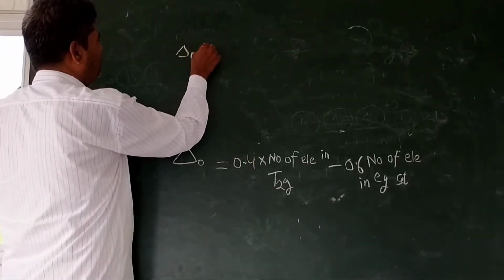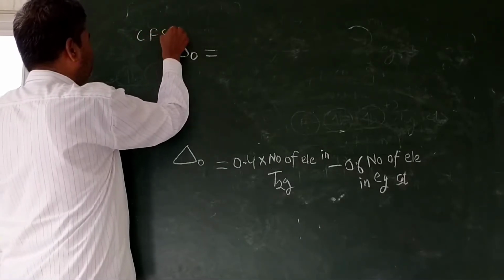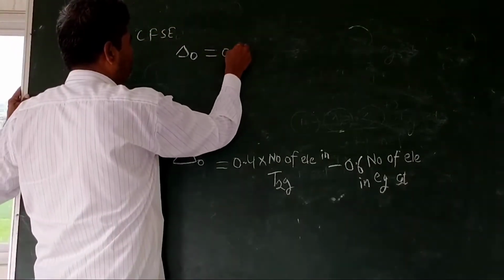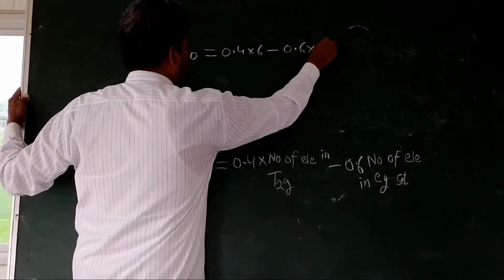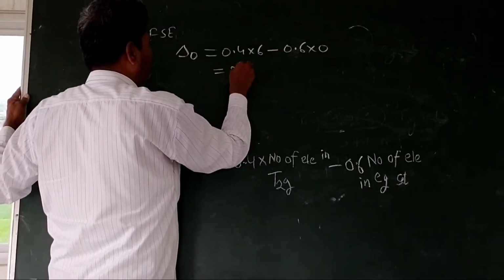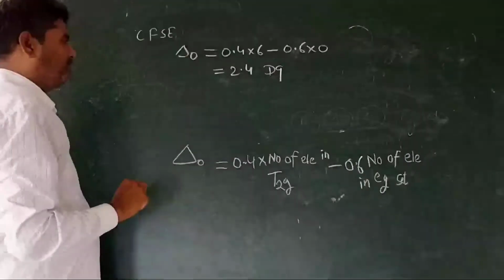CFSE equals 0.4 into 6 minus 0.6 into 0, equal to 2.4 Δo. It is the unit.